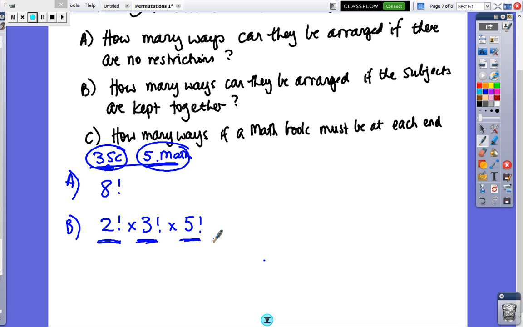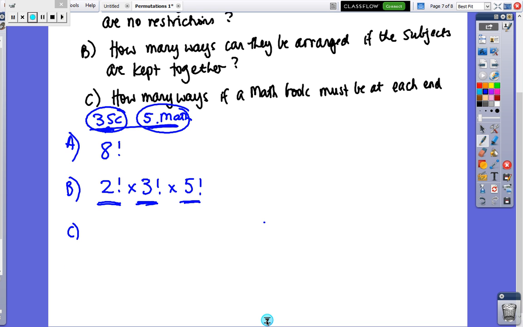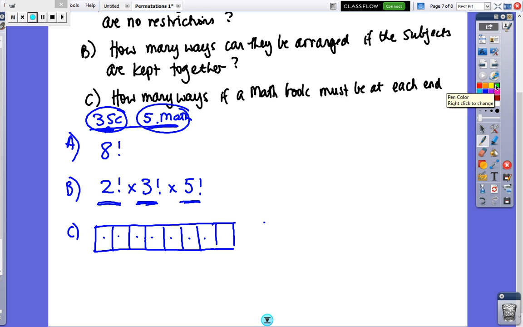Okay, next one, C. So how many ways if the maths book must be at each end? Now with this particular one, I think the line approach makes more sense to kids. 1, 2, 3, 4, 5, 6, 7, 8. So there's my 8 books on the shelf. Okay, so a maths book must be at each end.